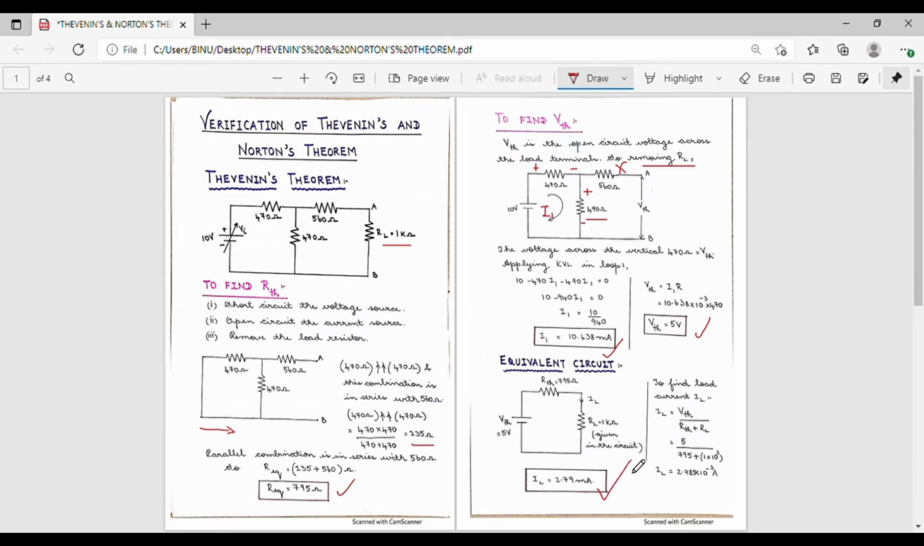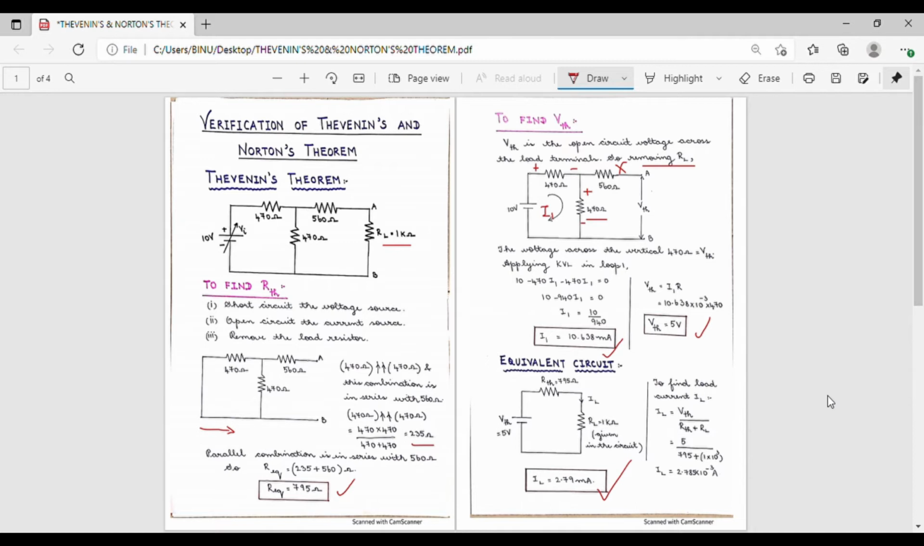We know the values of VTH, RTH and RL. After substituting and simplifying, we get the value of load current IL to be 2.79 milliamps. Thus, we have drawn the equivalent circuit and found the necessary electrical quantities. Here ends the theoretical calculation of Thevenin's theorem.